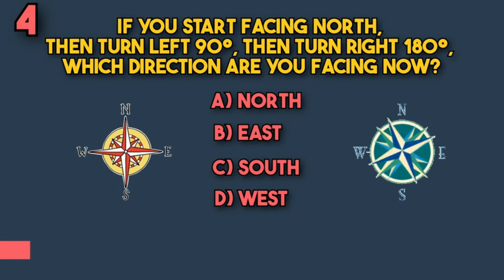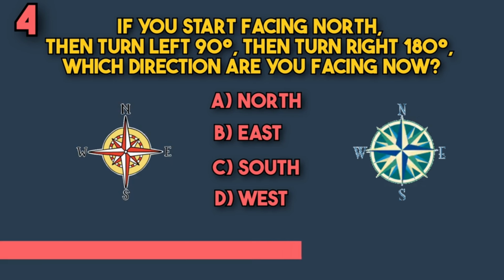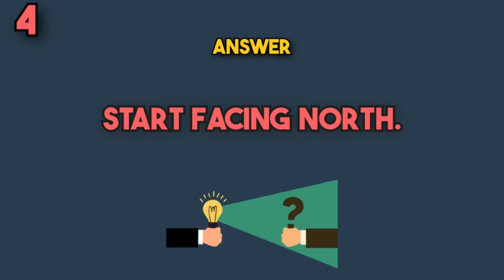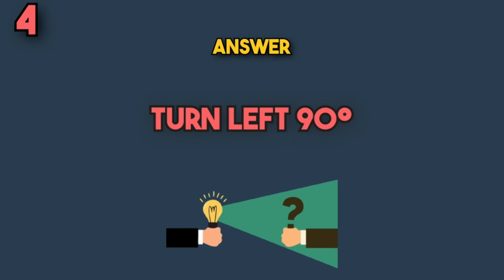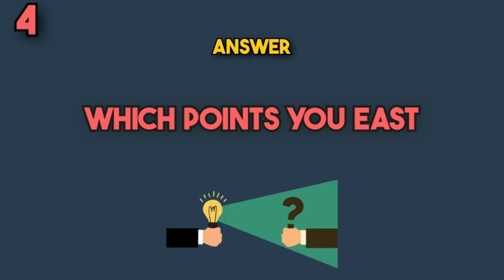If you start facing north, then turn left 90 degrees, then turn right 180 degrees, which direction are you facing now? The answer is B, east. Start facing north. Turn left 90 degrees and you face west. Then turn right 180 degrees from west, which points you east.